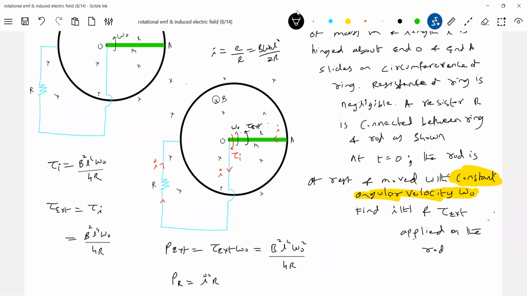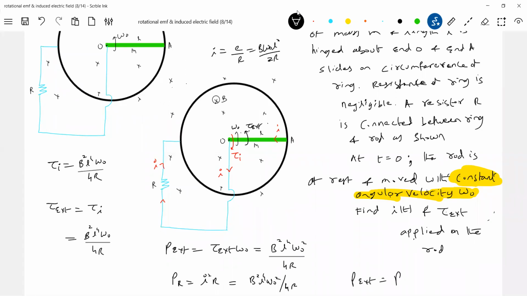You square this I, and calculate. So we'll end up with this being equal to... tell me what will happen here. P external equals P R.